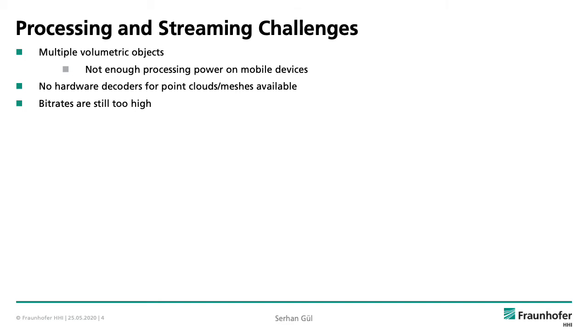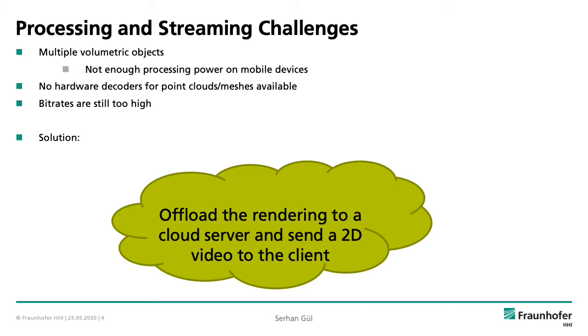Another aspect is the high bitrate of the volumetric content. If we consider that even a single high-quality volumetric object can easily require multiple tens of megabits per second for streaming, we can see that streaming a complex scene can easily be a huge challenge on even high bitrate networks. So how can we mitigate these issues? A potential solution to alleviate the issues that I just mentioned is to offload the rendering of volumetric video to a powerful cloud server and send a rendered 2D video to the client device. In short, we call this approach cloud-based rendering.